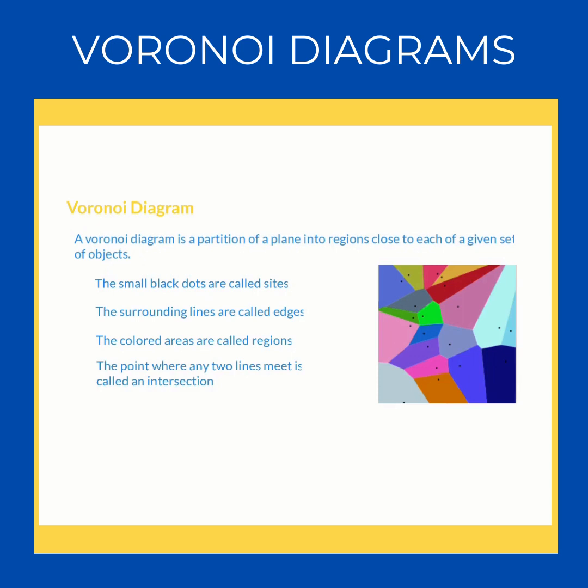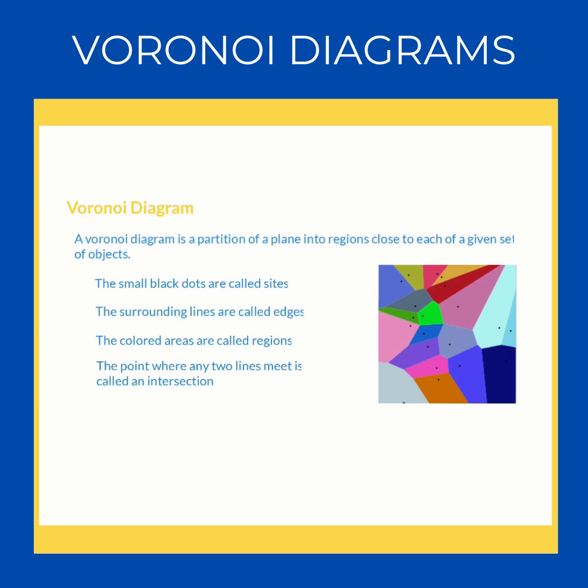In today's video, our topic is about Voronoi diagrams. By definition, a Voronoi diagram is a partition of a plane into regions that are close to each of a given set of objects. If we take a look at this diagram on the right of your screen, this is an example of a Voronoi diagram.